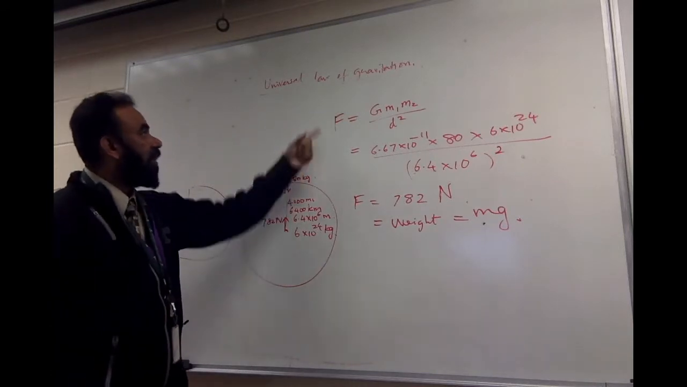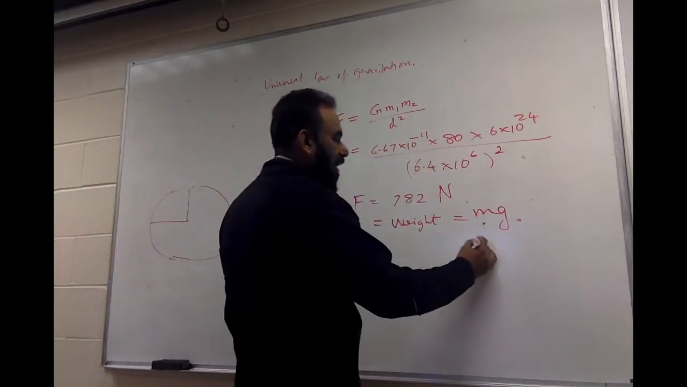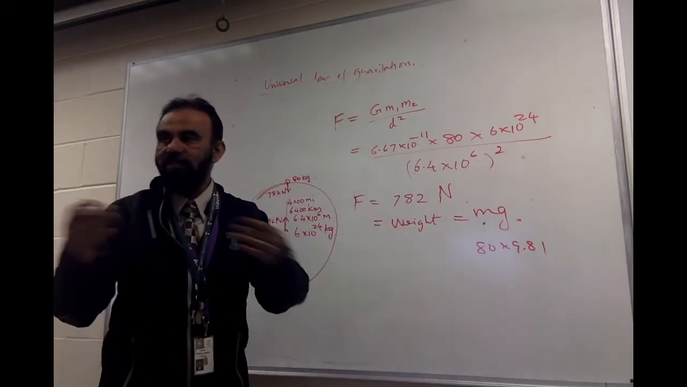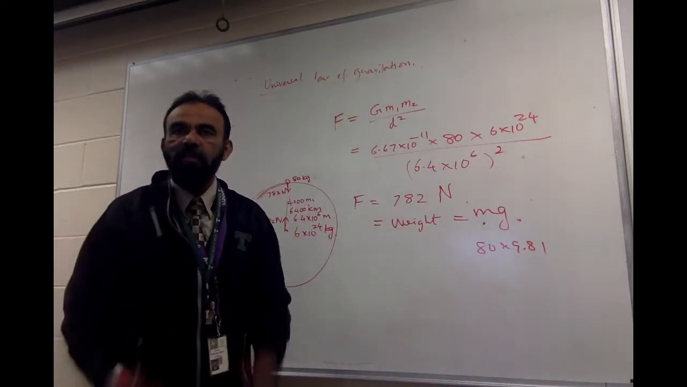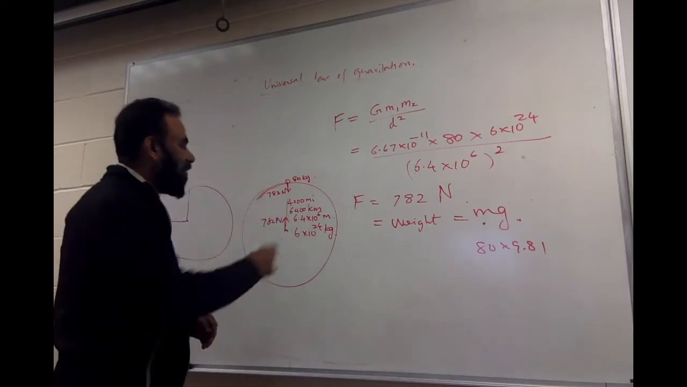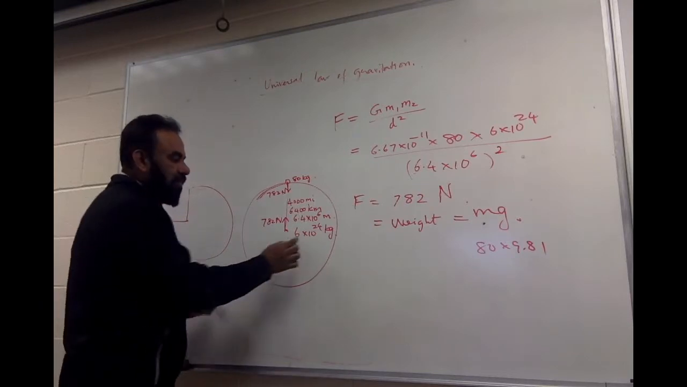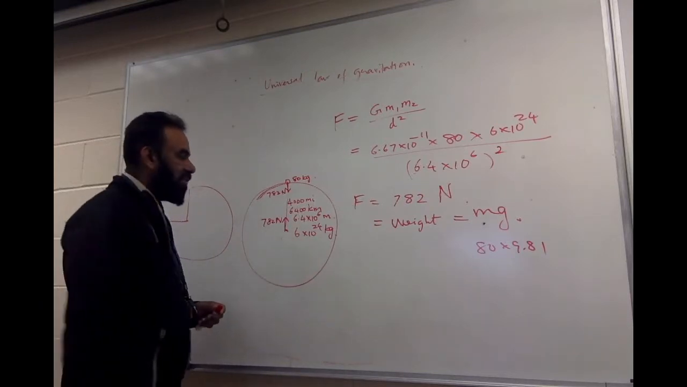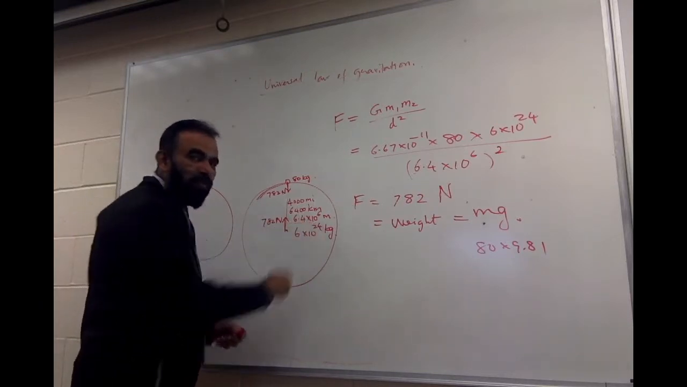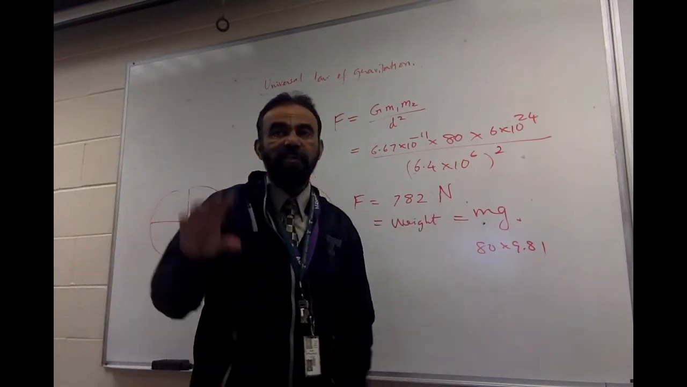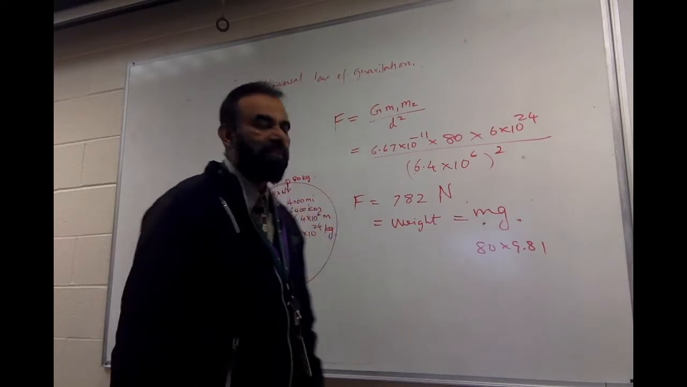So you can check it out. My mass is 80, so what is 80 times 9.81? 784, versus 782. See, the numbers are close. Why are the numbers not perfectly matching? Because of the uncertainties in these numbers. 6 times 10 to the power 24, there are uncertainties there. 6.4 times 10 to the power 6, there are uncertainties there. So the numbers get close, but they're not exact.